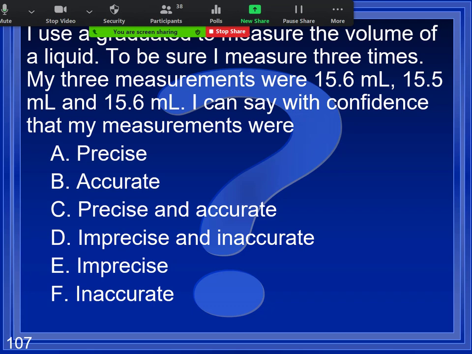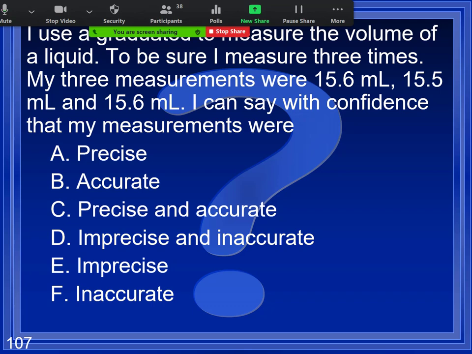I can say with confidence one of these, but only one of them. Because I got precise or imprecise. I got accurate or inaccurate. I got precise and accurate, or I got imprecise and inaccurate. So when you see this kind of problem, you have to do precise and accurate separately from each other.